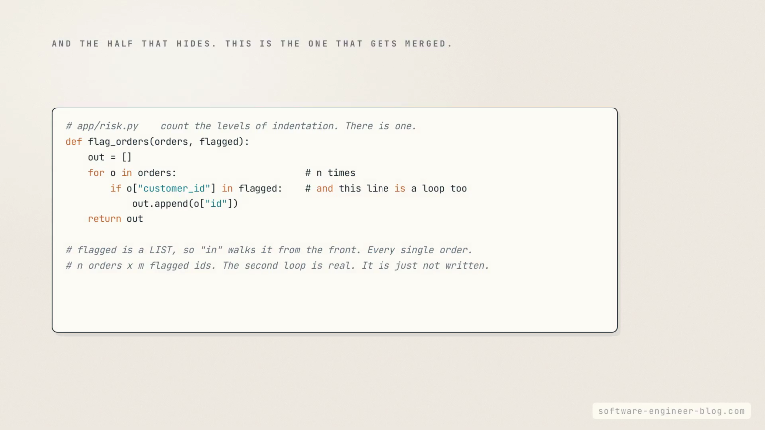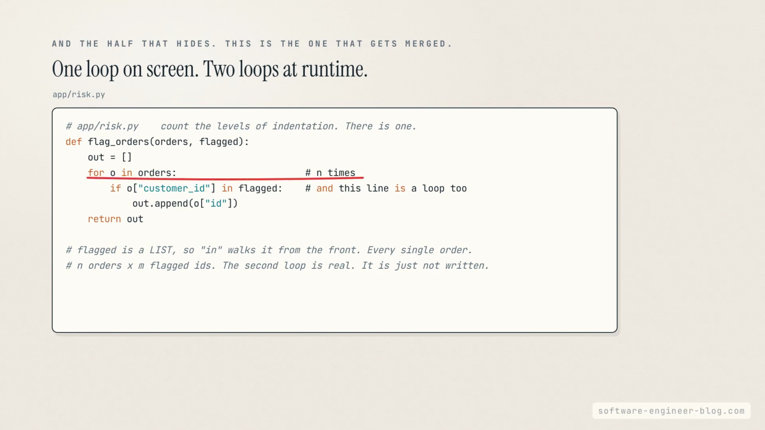This is the one that gets merged. Count the levels of indentation in this function. There is one loop. For each order, check whether its customer is flagged, and if it is, keep the ID. 4 lines. It reads like the simplest thing in the file. Now look at the line I have underlined. If o.customer_id in flagged. Nothing about that line looks like a loop. It has no colon. It has no indented body.